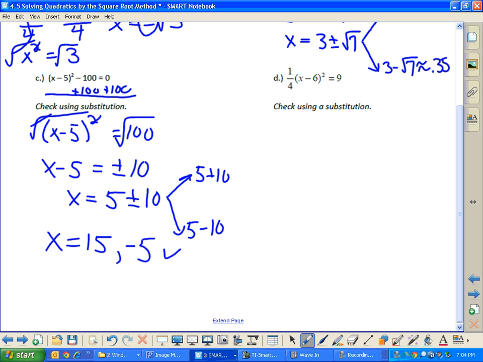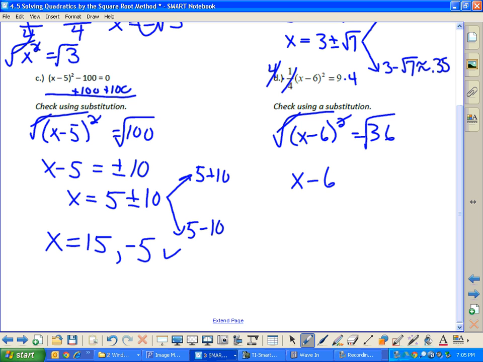Questions about that? Okay, one more and then you get to try. Do you see how there's a fraction in this one? How do you get rid of that 1/4? Yeah, very good. So I am going to multiply the entire problem by 4. Multiply on the left side, multiply on the right side. 1/4 of 4 is 1. So now I have x minus 6 squared equals 36. Square root both sides. Get rid of the squared, because the square and the square root undo each other.